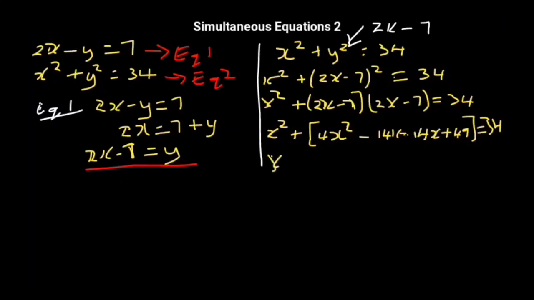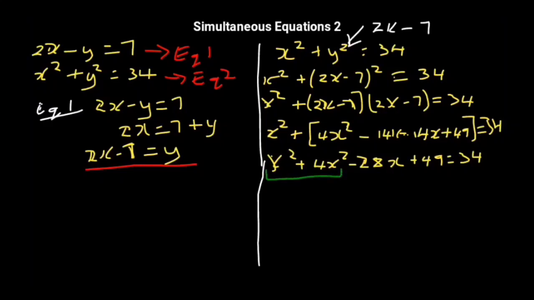We now need to simplify that bracket, so we're going to rewrite x squared plus, we have 4x squared, then minus 14x minus 14x would give us minus 28x, plus 49 is equal to 34. Now what we need to do is we're going to try to simplify this as much as we can. We have our x squares, we have our x's, and we have our numbers. So we're going to group those together.